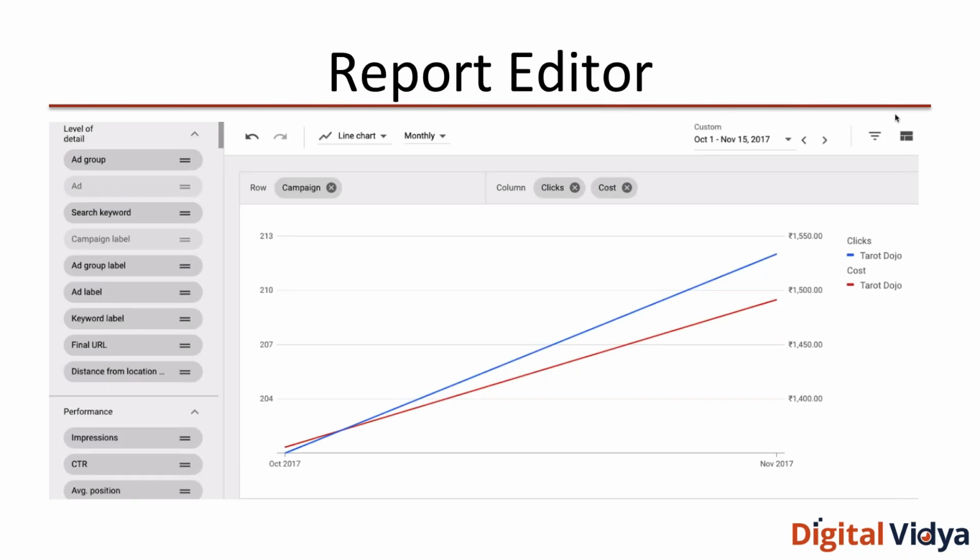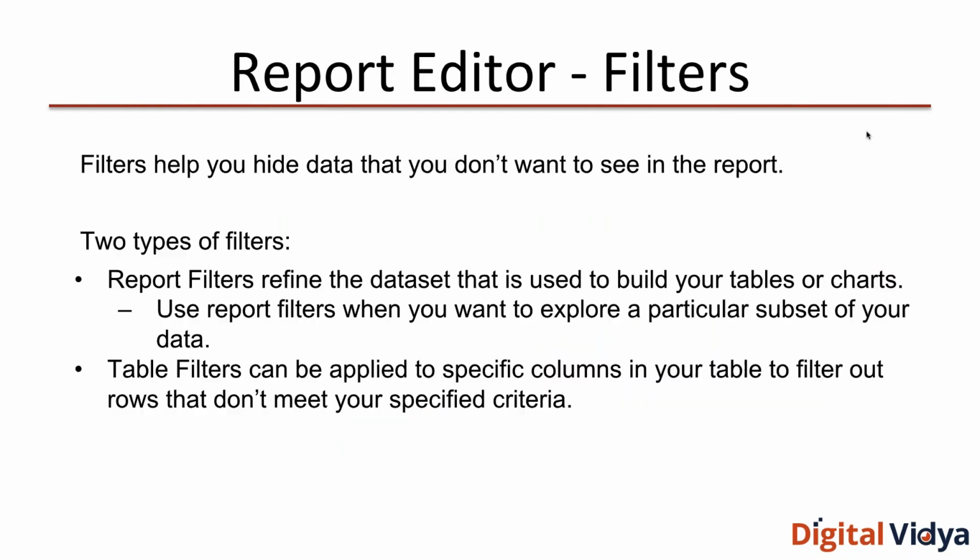So the filters that you're seeing, there is a section called filters. What do filters do? They will help you hide data which you don't want to see. Sometimes you might be adding certain metrics and there might be a lot of zero, no data. If you don't want certain data to be seen, you can hide them using filters. There are two types of filters. One is called a report filter, one is called a table filter.